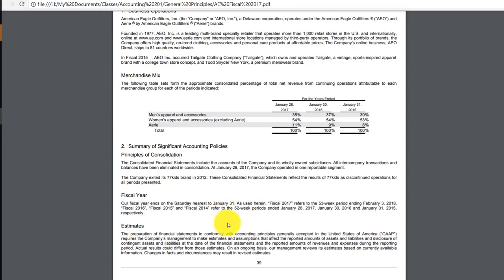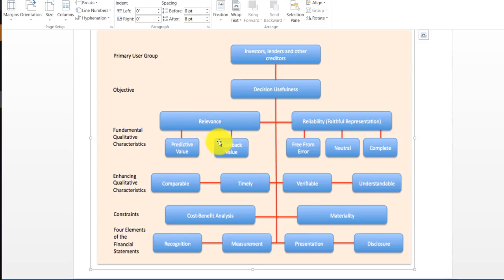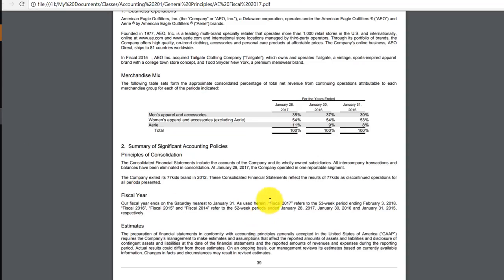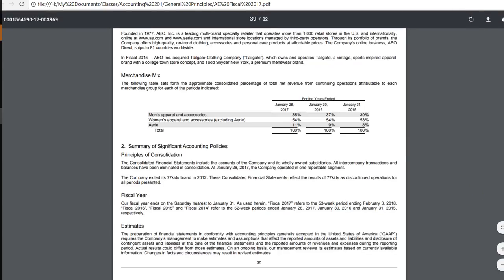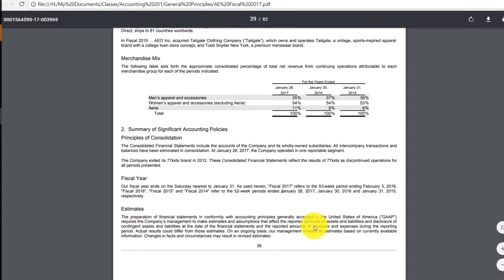Fiscal year gives us an idea of how timely the information is. To make things relevant, we have to get the information fast enough that we can make a decision. This tells us that the last year we're dealing with ended January 28, 2017. That's getting kind of old information, so it's not as timely as we would like. Of course, it was published a while ago.